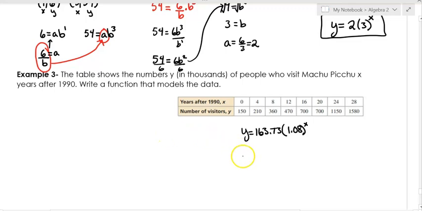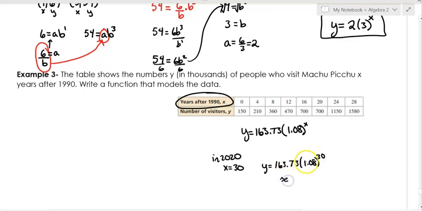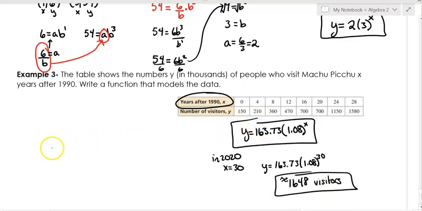It also says predict the number of visitors in 2020. Keep in mind, this says the years after 1990 is X. So 2020 is 30 years after 1990. So you're going to plug in 30 into a graphing calculator. Well, at this point, it doesn't have to graph. And it's about 1,648 visitors. So here's your equation, and there's your estimate.